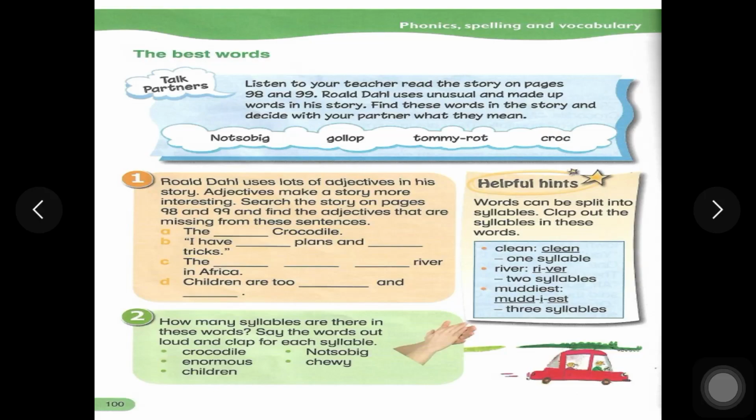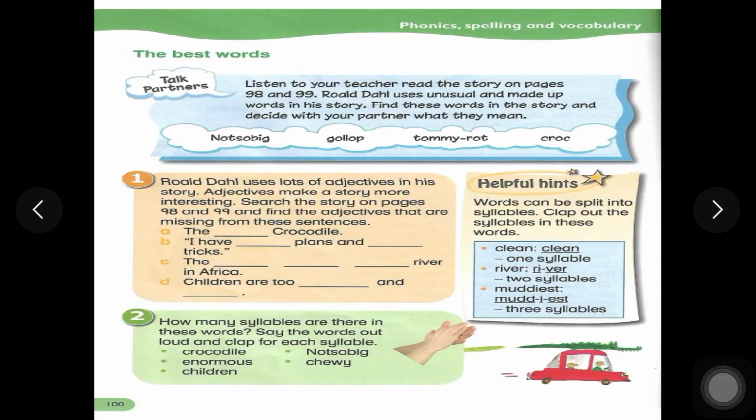Number 2, how many syllables are there in these words? Say the words out loud and clap for each syllable. Do you remember when we took the syllables and we said how we count the syllables? We're going to search for the vowels, and vowels are A, E, I, O, U, and sometimes Y. Each group of syllables makes a sound. For example, we have here the word clean. It's just one syllable, clean.